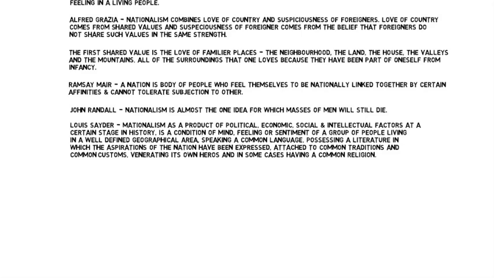Why? Because that language and that literature has inspired the nation and expressed the belonging to that nation. They also have an attachment to a common tradition that they share, common customs, and they always remember their heroes who have given their life. And in some cases, religion also plays a very, very important role.